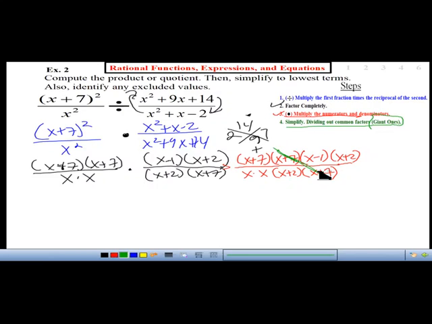First one is right here, x plus 7, x plus 7, and the other one's right here, x plus 2, x plus 2. What do we have on the numerator? The numerator, we have x plus 7 and x minus 1. Denominator, we're left with x times x, or x squared. I'll leave it at that for right now.